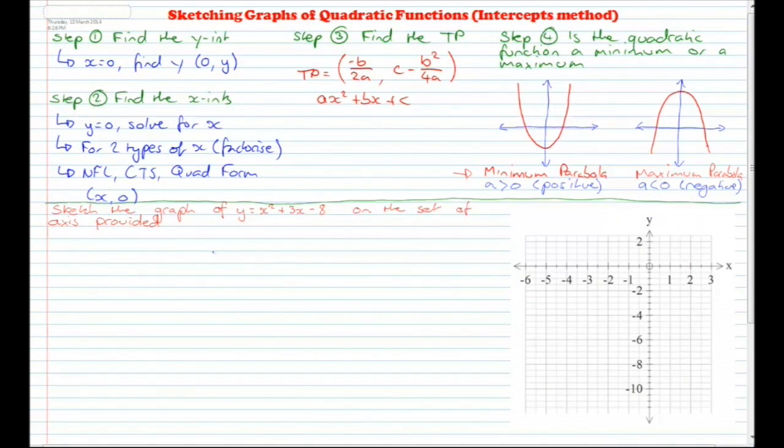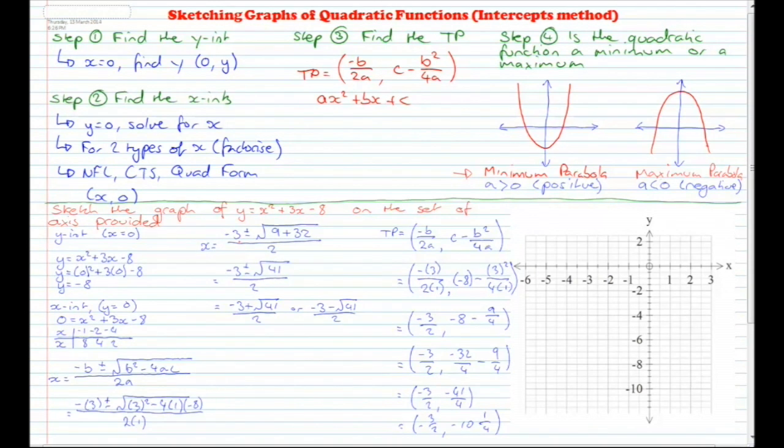Alright, now it's time to press pause once again and attempt the following question. That is, sketch the graph of y equals x squared plus 3x minus 8 on the set of axes provided. Of course, when you're done, make sure you press play and check your solutions against mine. Alright, so welcome back once again.